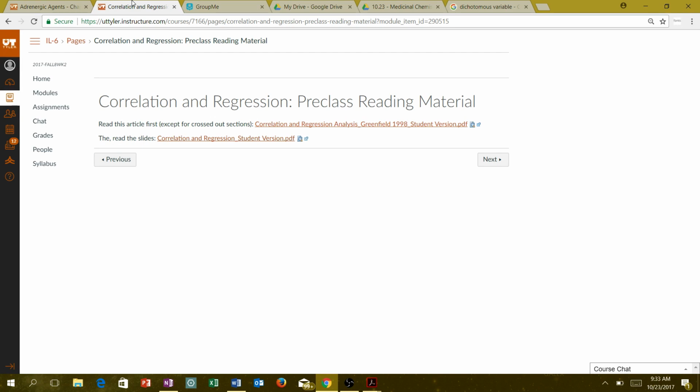So the first thing is you could just do correlation analysis. And forgive my handwriting, I know it's awful. I think you can live with that. So, correlation.